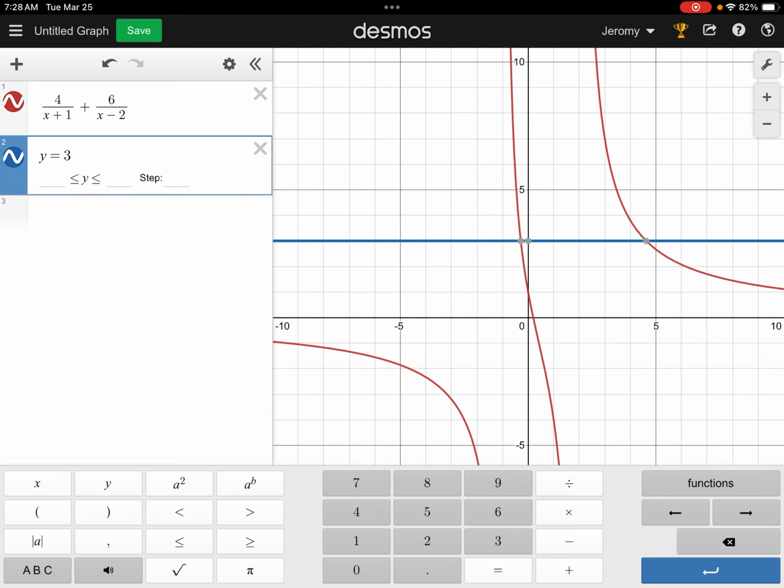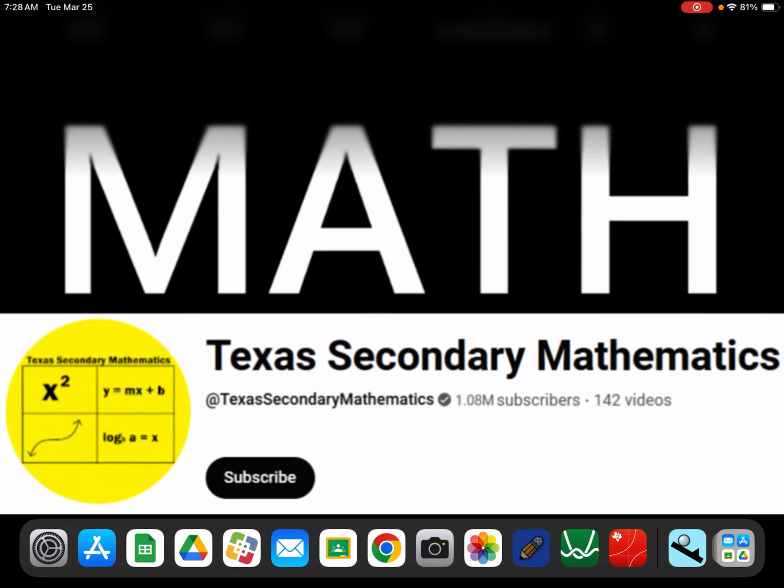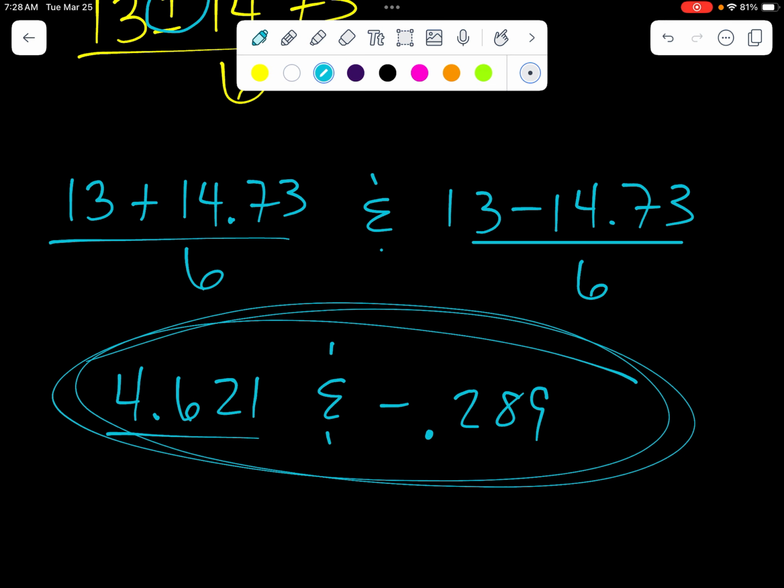And there you go. So now I have two intersecting points. I have an intersecting point here, negative 0.288 and 4.622. So let's see if we have something that's close to that. Negative 0.288 and 4.622. Yep. 4.621 is what we got, and negative 0.289. So I would say we're good to go.